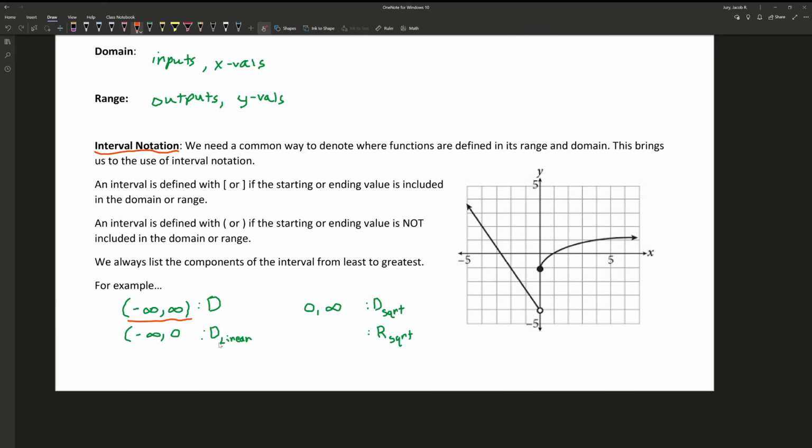Now the domain for the linear function, which I've represented with a subscript linear, is negative infinity to 0. But 0 is not included in the domain of the linear function, so I'm going to use a parenthesis here. For the square root function, 0 is included, so I'm using a bracket, but infinity or negative infinity will never be included for our defined range or domain.